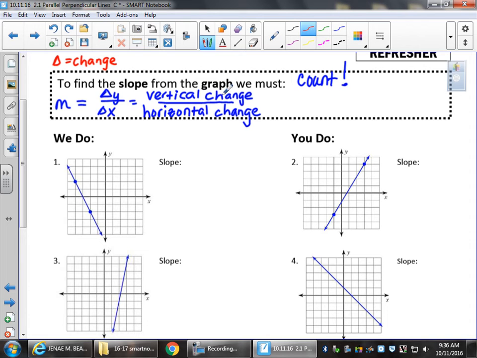Now, just to make sure we're all on the same page, what do we mean by vertical? What directions are associated with vertical? Jeffrey? Up or down. So this is up or down first. And then horizontal change? Left or right? Okay, so up or down first, then left or right.